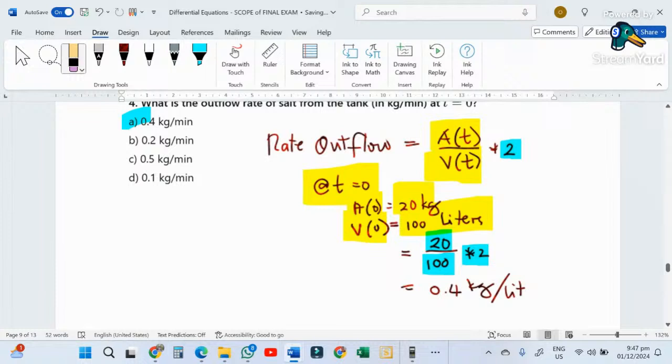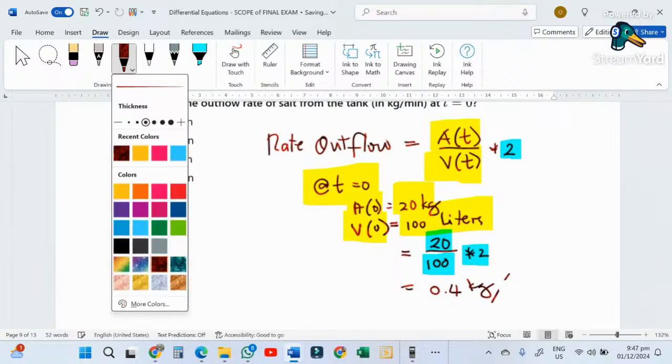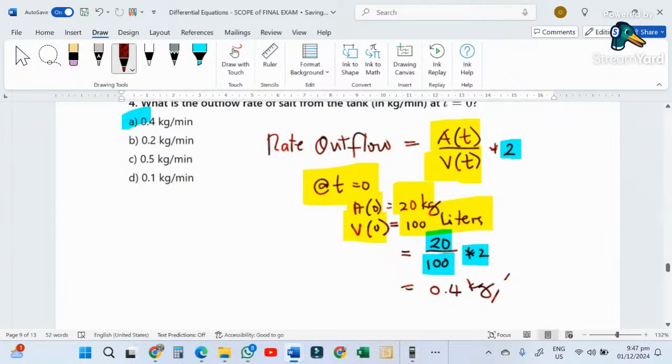It cannot, oh, it's not working. I think it's already tired. Never mind, it's okay. It's so difficult to remove it. Look at that. If it can't, then I will just do it like this instead. Kilogram per minute.